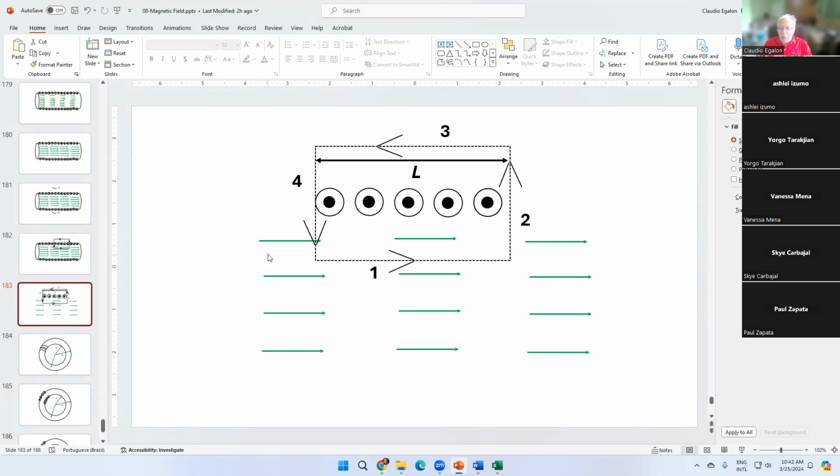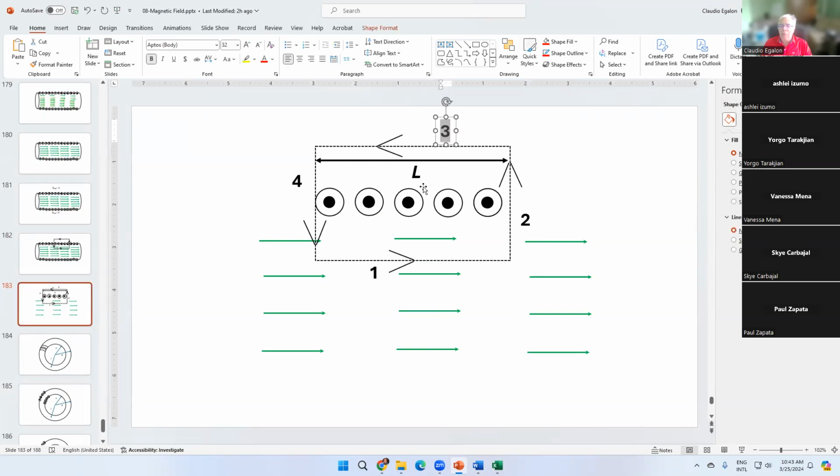So note along the path one, the path direction coincides with the direction of the magnetic field. Along the path two and four, the field is perpendicular to the direction of motion of the path. Consequently, this product here is going to be zero. There is no vertical component of the magnetic field. Along the path three, the magnetic field is zero. And we have the same situation here for the path number four, the same situation that we found for the path number two.